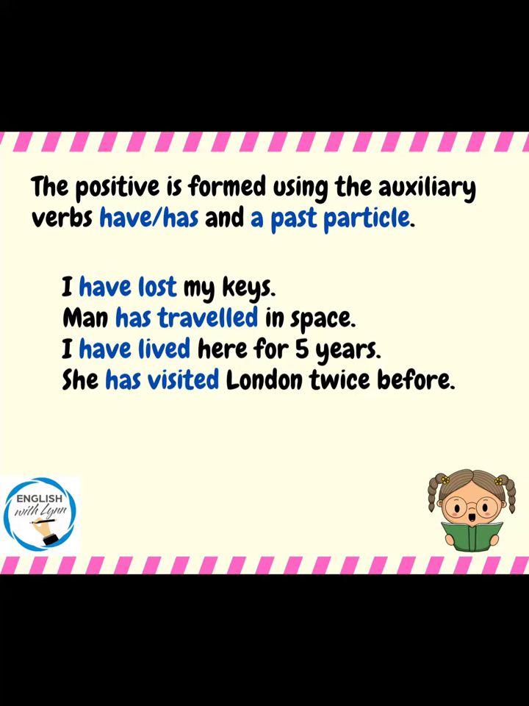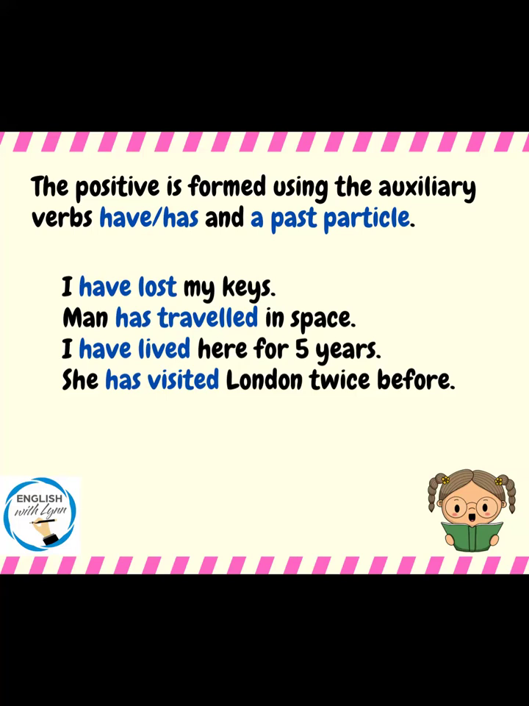So I have lived here for 5 years. It's showing an action that is happening at the moment. So I have lived here and I'm still living here at the moment. I've not moved anywhere else. And then the final one, she has visited London twice before. She's obviously in London now, but she has already been previously. So that is the positive form.